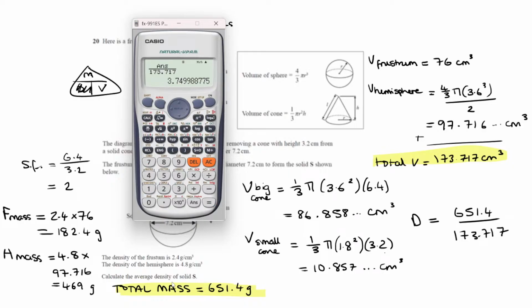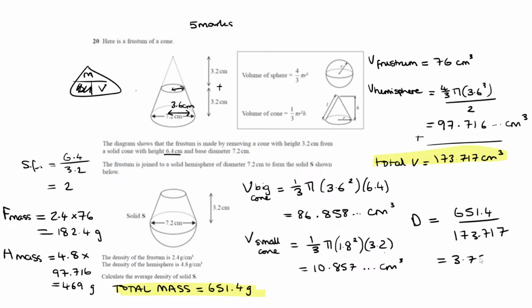So I've got, what do they say to round it to? They didn't say to round it, okay. I'd probably round that to 3 significant figures. Just looking at the decimals, it rounds quite nicely to 3.75, doesn't it? That's what I would round it to. 3.75. Density is grams per centimetre cubed.